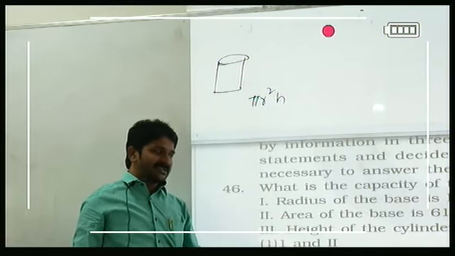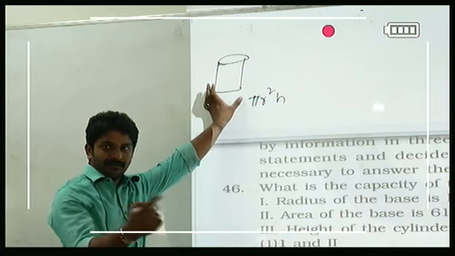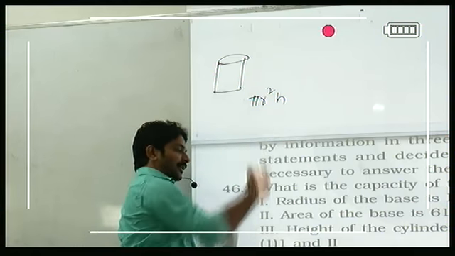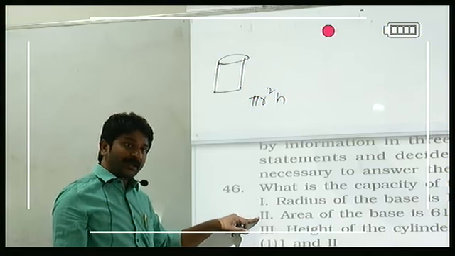Area of the base is 616. Area, pi r square. Base area, right? Pi r square is given. Still you need to know height. So using the second option alone, will you get the answer? 1 and 2? Yes.